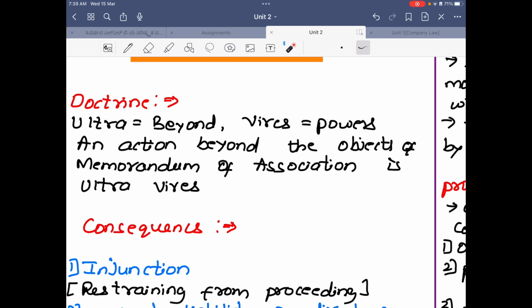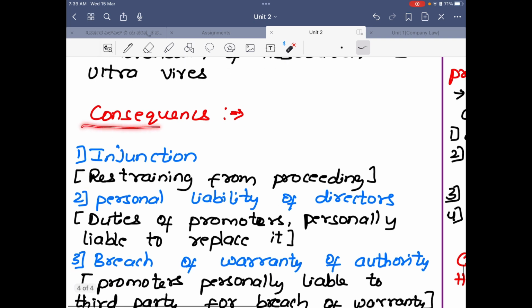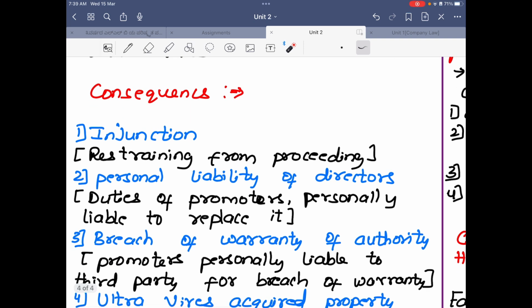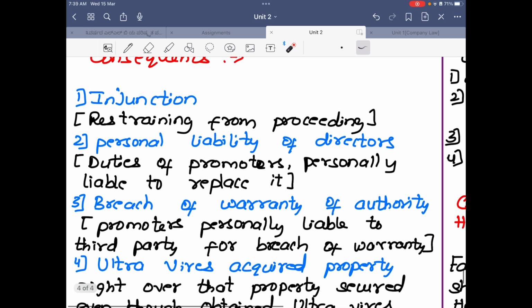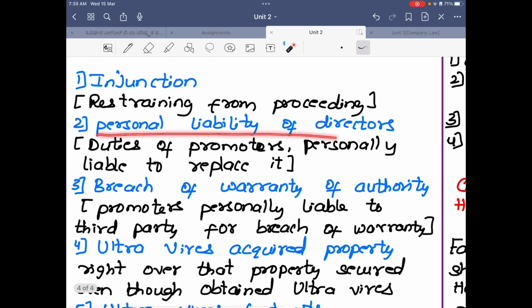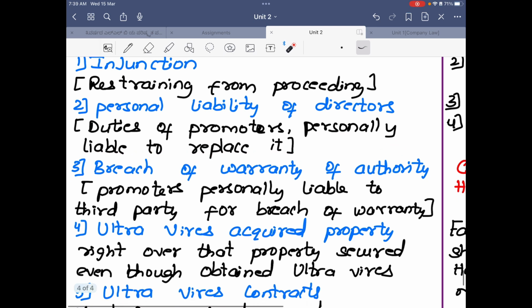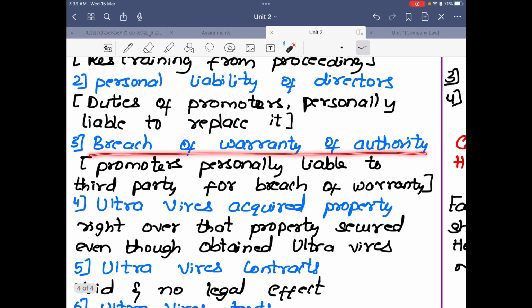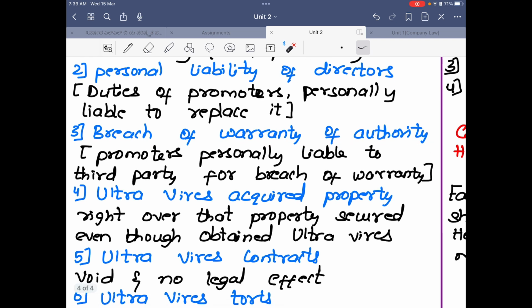So what are the consequences if the company goes ultra vires of its objects? First, injunction, restraining from proceedings: the company will be restrained from proceeding further with that act. The next is personal liability of the directors. It is the duty of the promoters to see that the company does not go ultra vires of its objects, so the promoters will be personally held liable to replace it. The next is breach of warranty of authority: the promoters are personally liable to third parties for breach of warranty.